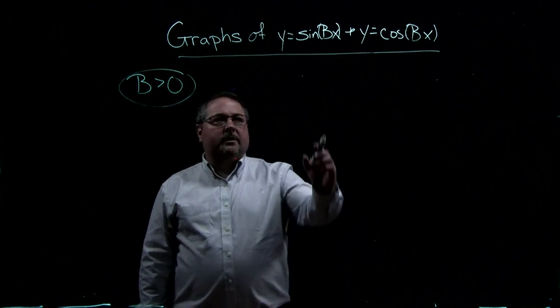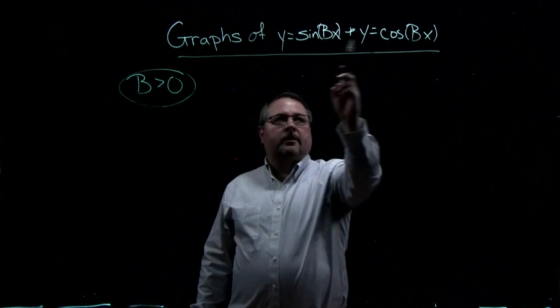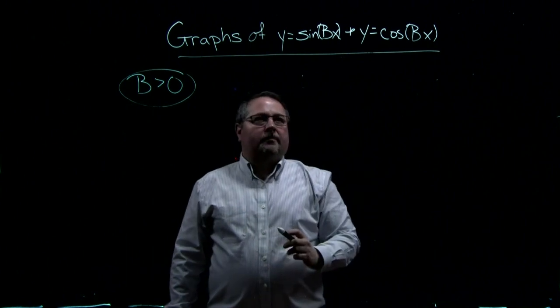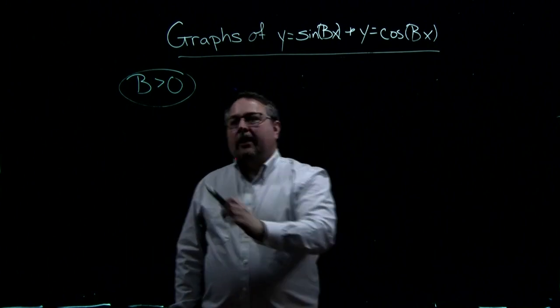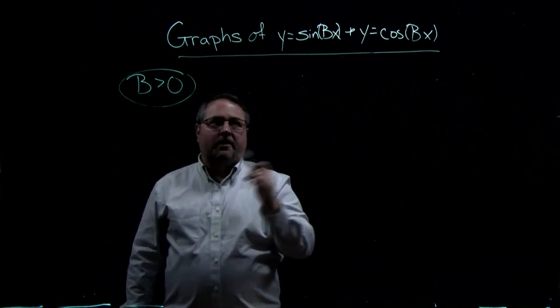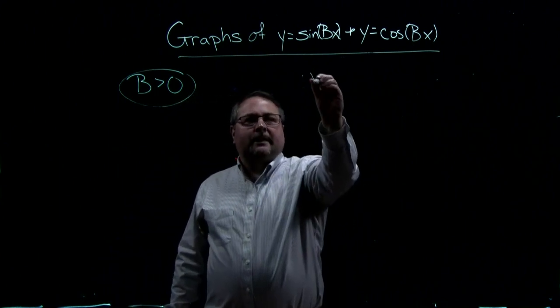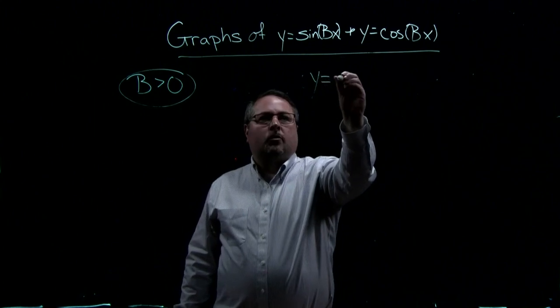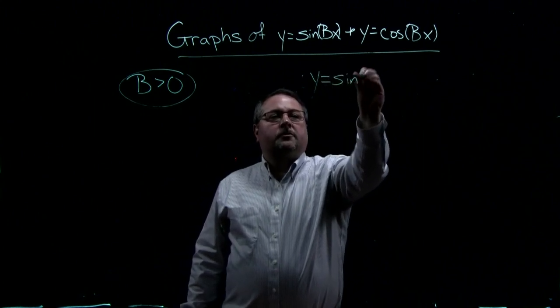Now we're going to look at what happens if we take the x in the sine or cosine and multiply it by some number b. And to start out, we're going to assume that b, the number we're multiplying x by, is a positive number. So for example, this would be something like the graph of y equals the sine of 2x.